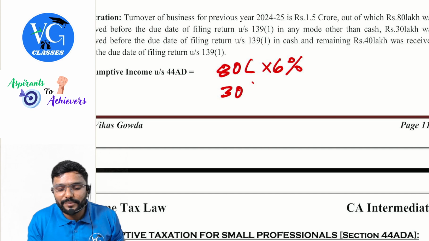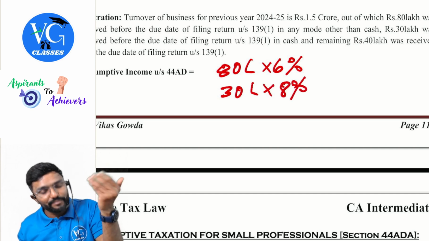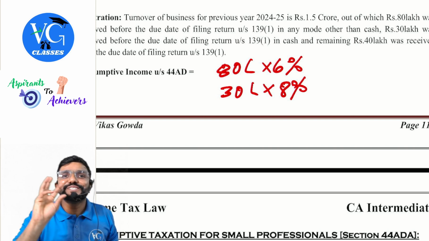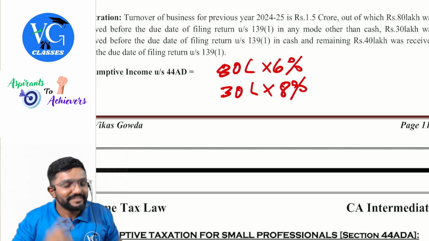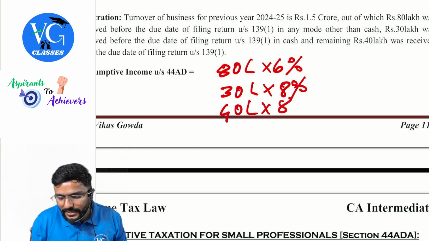Then 30 lakh was received before the due date, but in cash. So on 30 lakh, what is the percentage, guys? 8%. Then remaining 40 lakh was received, but after the due date. If you have received after the due date, how you have received doesn't matter. It is 8%. How much is that? 40 lakh, 8%.